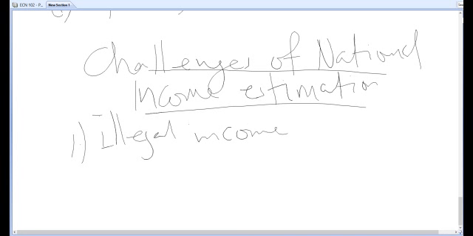Then the issue of data. The accuracy of gathering data on all production activity within the economy can also be an inhibiting factor which can pose a challenge. Then three, we have also the issue of double counting.